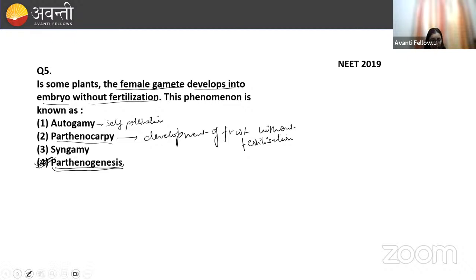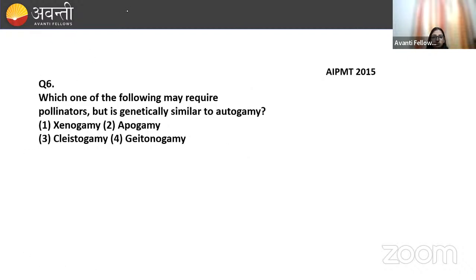Moving next. Which of the following may require pollinators but is genetically similar to autogamy? Option 1 is xenogamy. Option 2 is apogamy. Option 3 is cleistogamy. Option 4 is geitonogamy. Quickly answer what you think, what will be the correct option for this question.